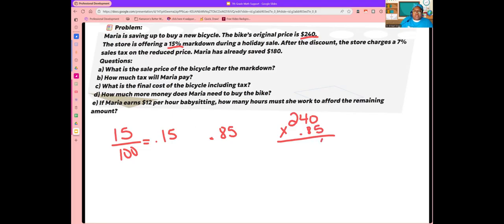5 times 0 is 0. 5 times 4 is 20. So 0, regroup the 2. 5 times 2 is 10, plus 2 is 12. Write our 0. 8 times 0 is 0. 8 times 4 is 32. So 2, regroup 3. 8 times 2 is 16, plus 3 is 19. We'll add all of this together.